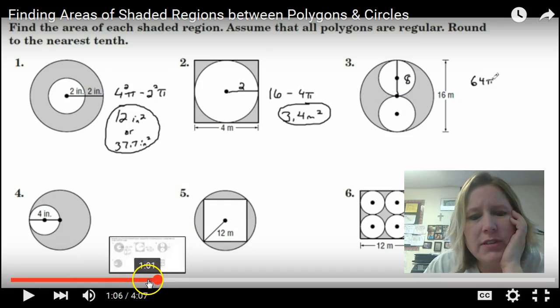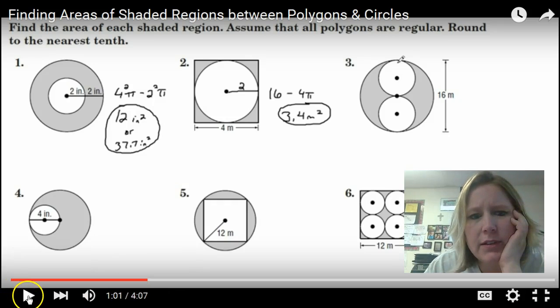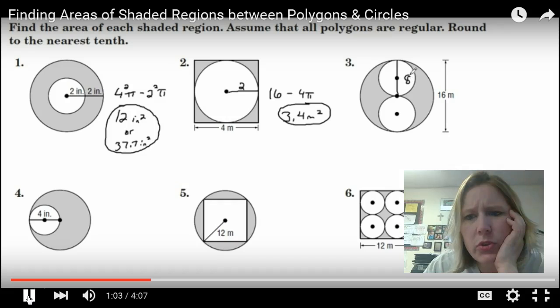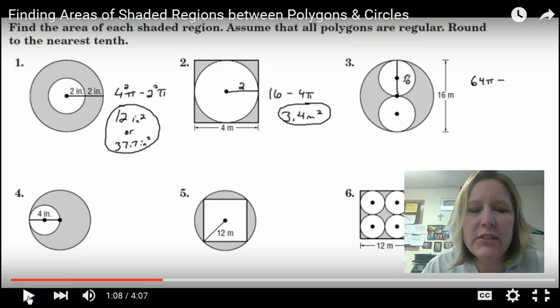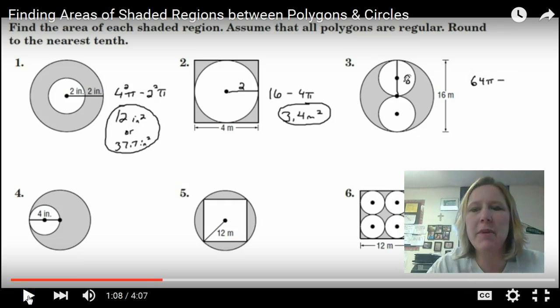I may need to actually listen to the audio on this one. Let's see. What did he get? How did he get 64? The circle has a radius of 8. 8 squared is 64, so we have 64 pi minus the... Oh, he's doing the big circle. Oh, not the little circles. Okay, it makes sense now.